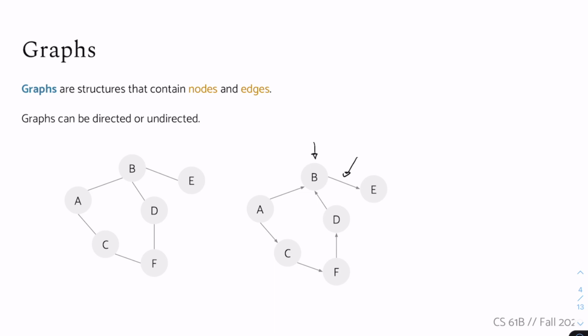A directed graph has little arrows at the end of its edges, and it says there is a path from A to B, but there isn't necessarily a path from B to A. It's a one-way street. An undirected graph doesn't have this constraint. If there is an edge between any two nodes, there is a path from A to B and from B to A.